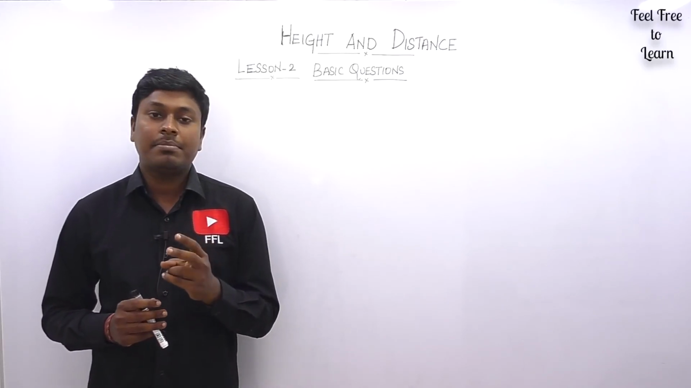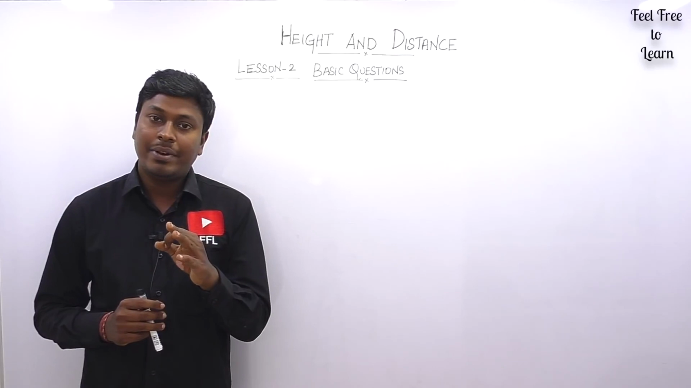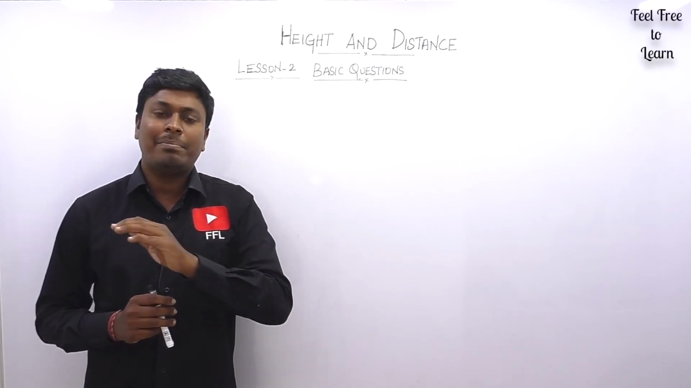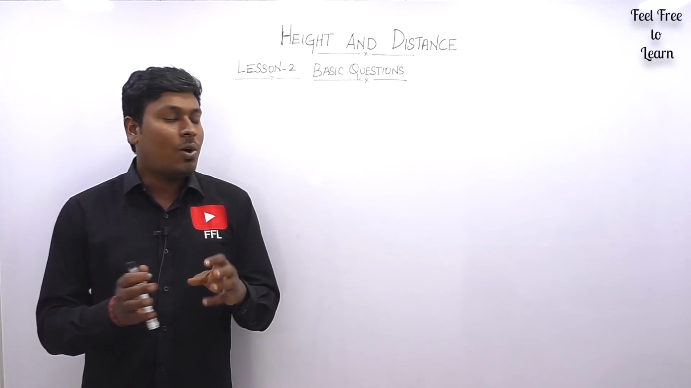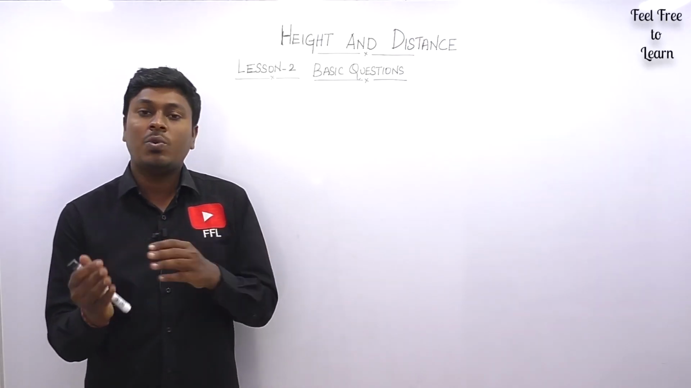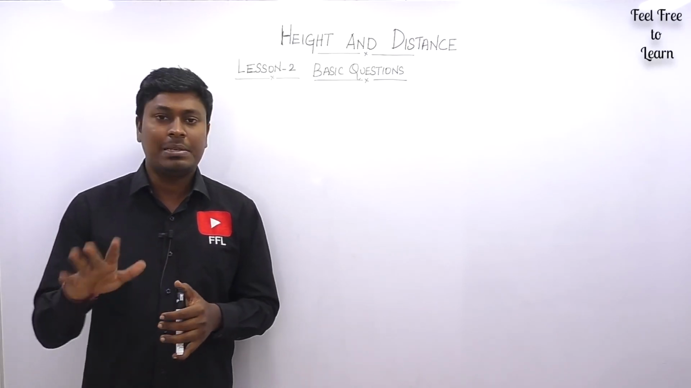In this lesson number 2 on the topic heights and distance, we are going to solve only 3 questions, and all the 3 questions are basic questions on the topic. We are just going to learn how to solve a basic question and how to apply the formula and trigonometrical ratios here. Just to learn the basics, right?